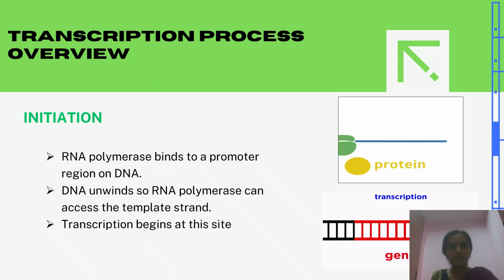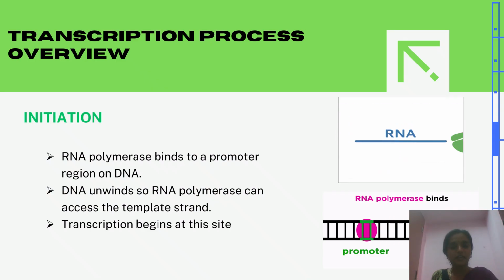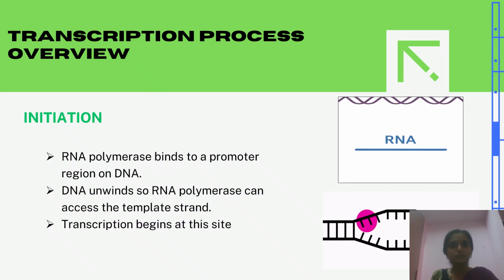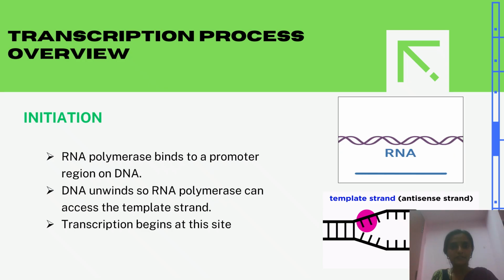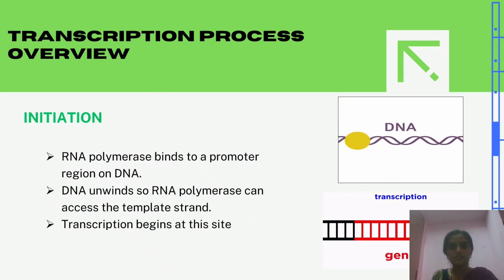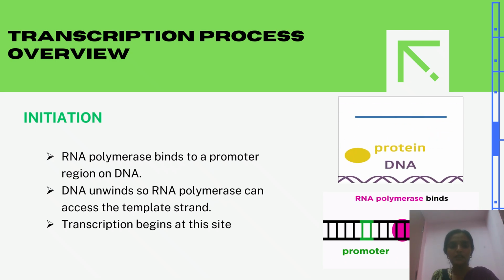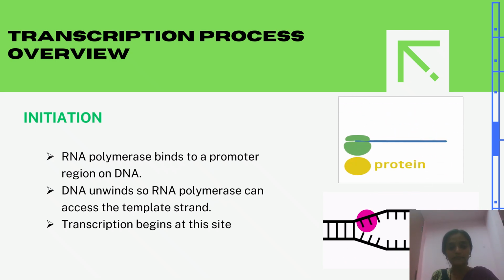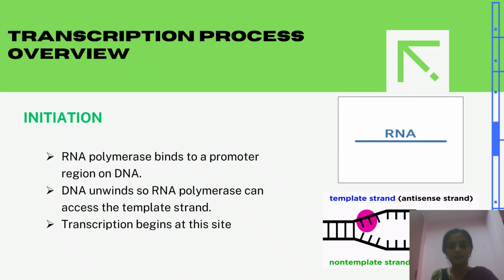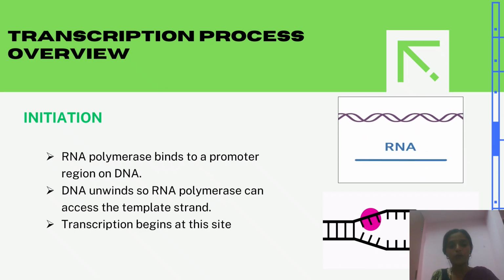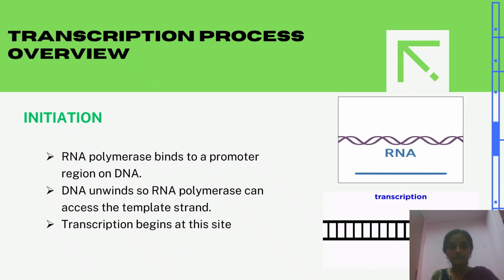Overview of the transcription process: it undergoes three different stages called initiation, elongation and termination. Transcription begins when RNA polymerase binds to the promoter region. The DNA unwinds, exposing the template strand, and the first RNA nucleotides are added. When RNA polymerase binds the promoter region, the DNA unwinds so the polymerase can access the DNA template, which means transcription begins at that site. This is called the initiation of transcription.